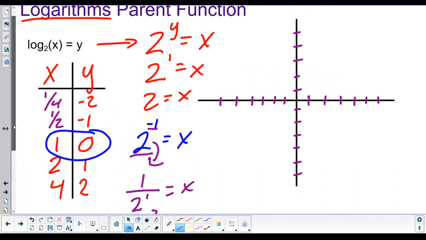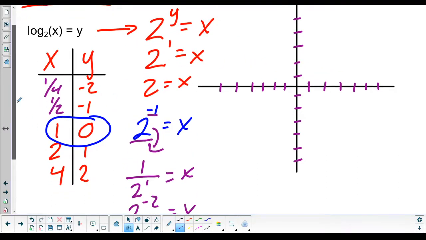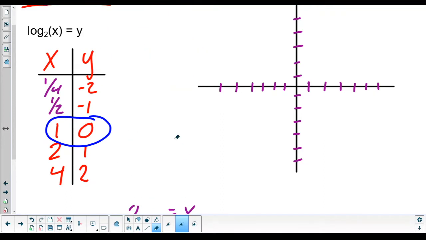Okay, cool. All right, I'm going to erase this just to clean up my board a little bit here so we're not quite so distracted.